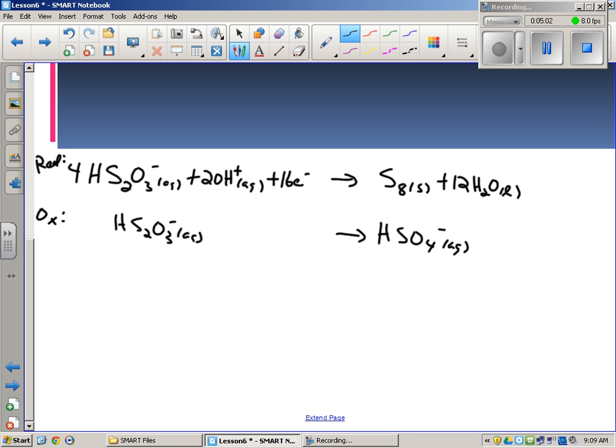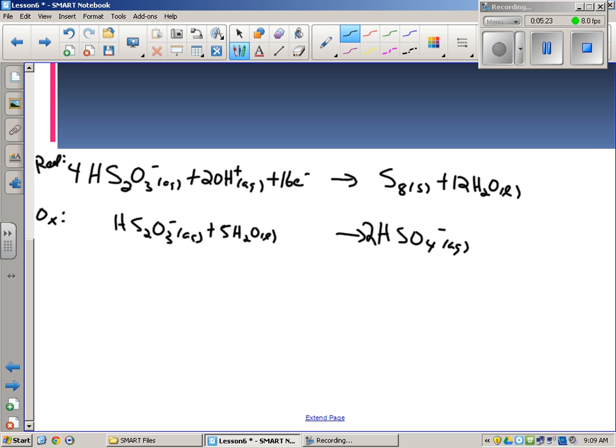Once again, you're going to start by balancing the major atoms, not oxygens or hydrogens. I got 2 sulfurs here. I'll put a 2 here. We need to figure out the O situation. We got 8 O's on the right-hand side, right? 8. Here I got 3, so I'm going to add 5 waters.